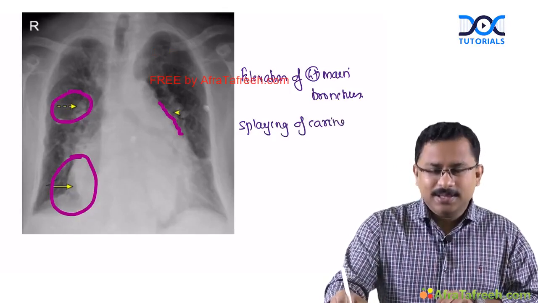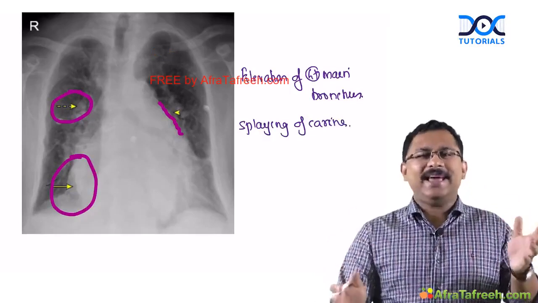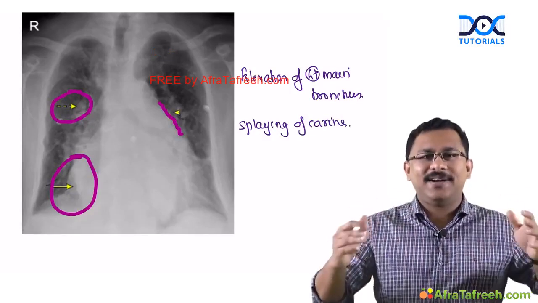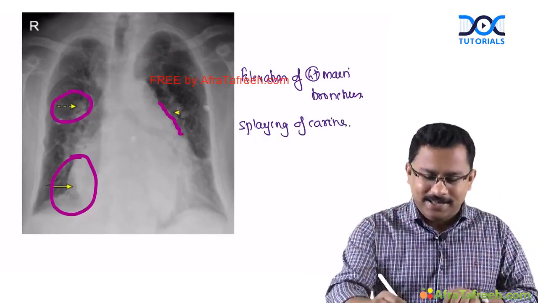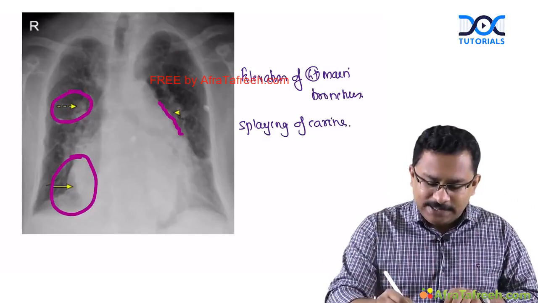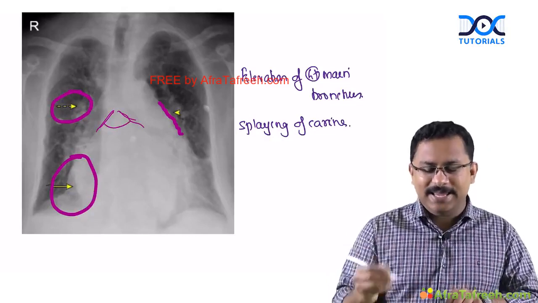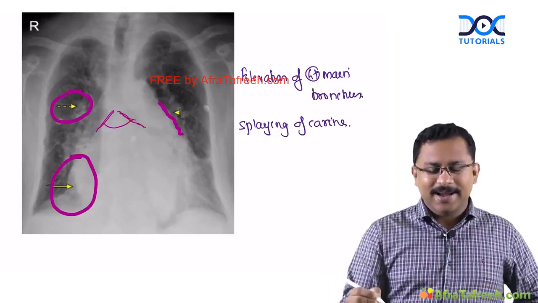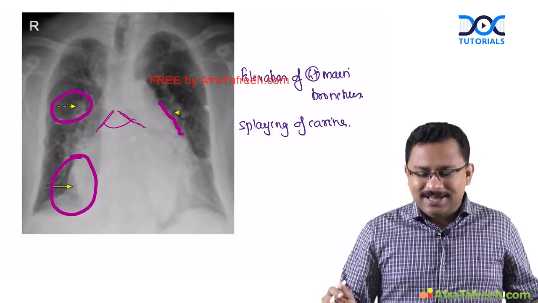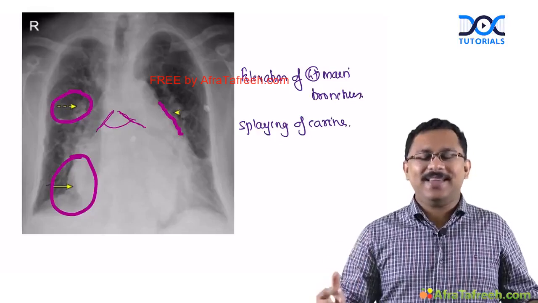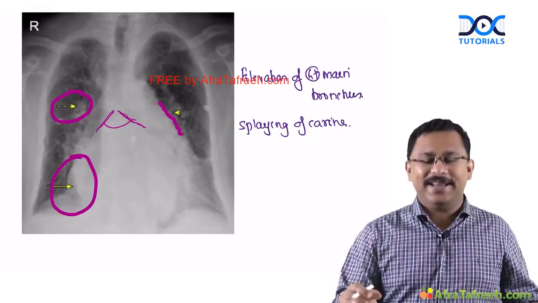So what is this splaying of the carina? It basically means that the angle of the tracheal bifurcation will actually increase, which I think is very obvious here in this image as well. The angle will obviously increase. So these are again some very, very important radiological findings.